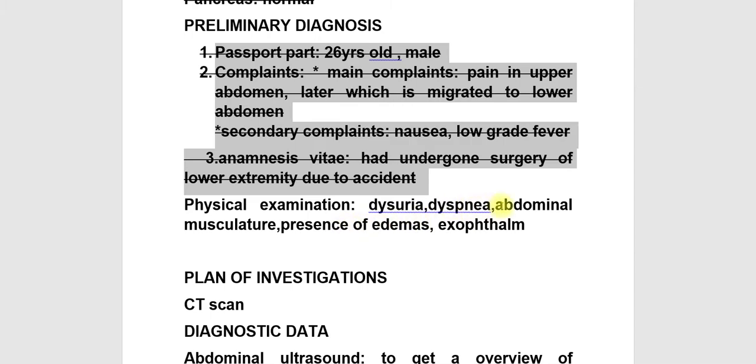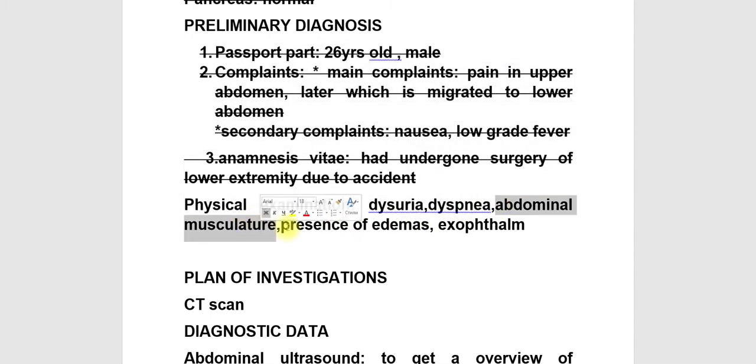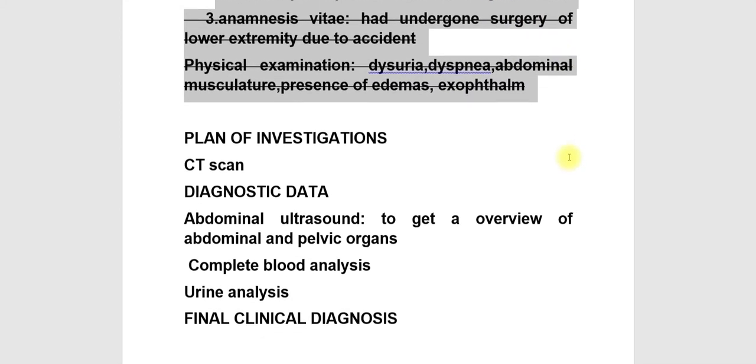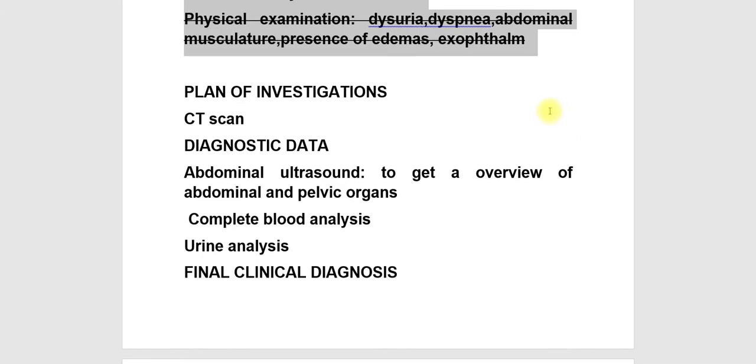Dysuria, abdominal musculature, what? Presence of edemas or exophthalm. Do you think that exophthalm is one of the main symptoms of acute appendicitis? Or do you want to tell that his abdominal pain is, or you want to tell that his dysuria and dyspnea cause him such pain that it results in exophthalm, or what? So preliminary diagnosis section is absent. This patient has no preliminary diagnosis because from your case history he didn't undergo proper physical examination. Okay.